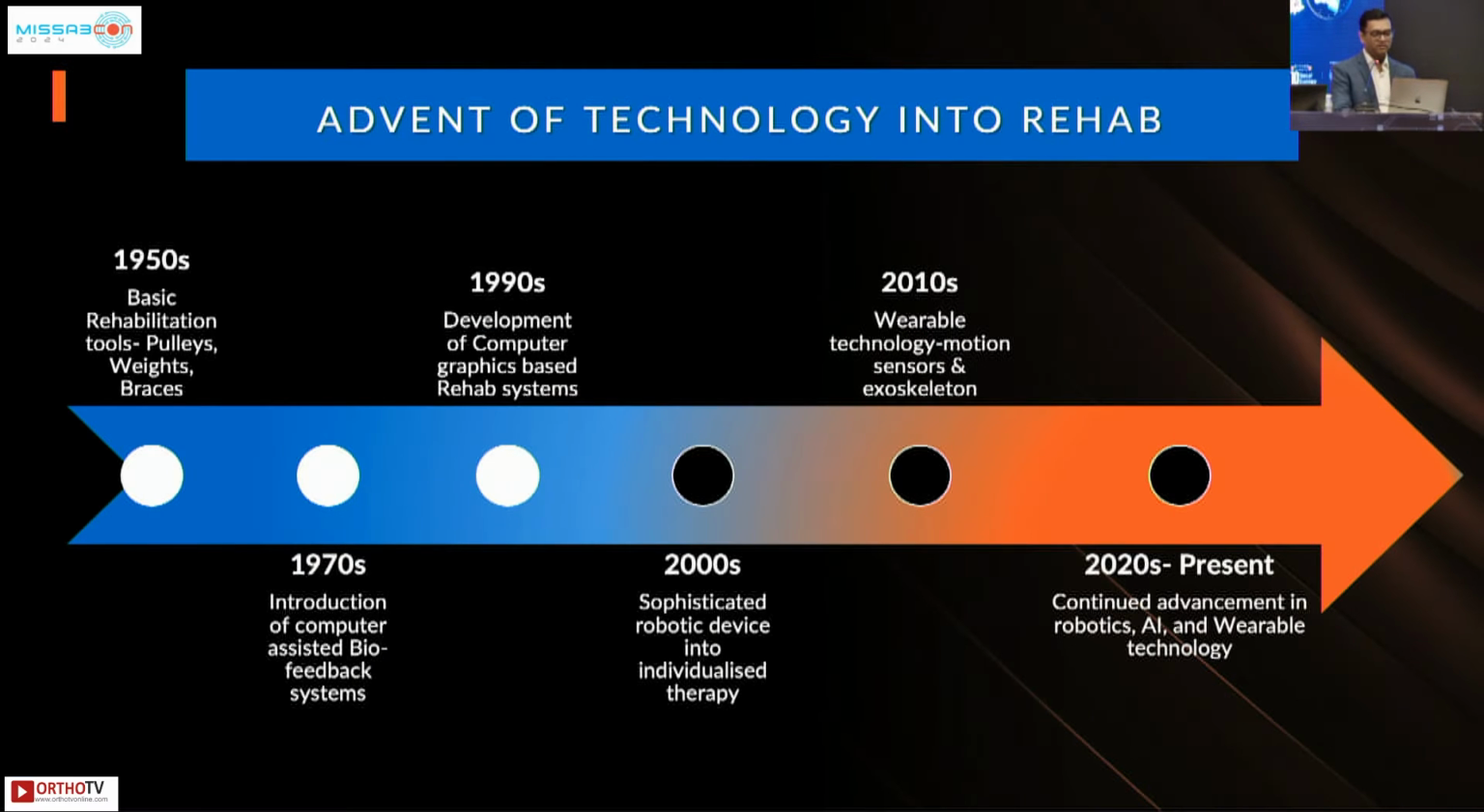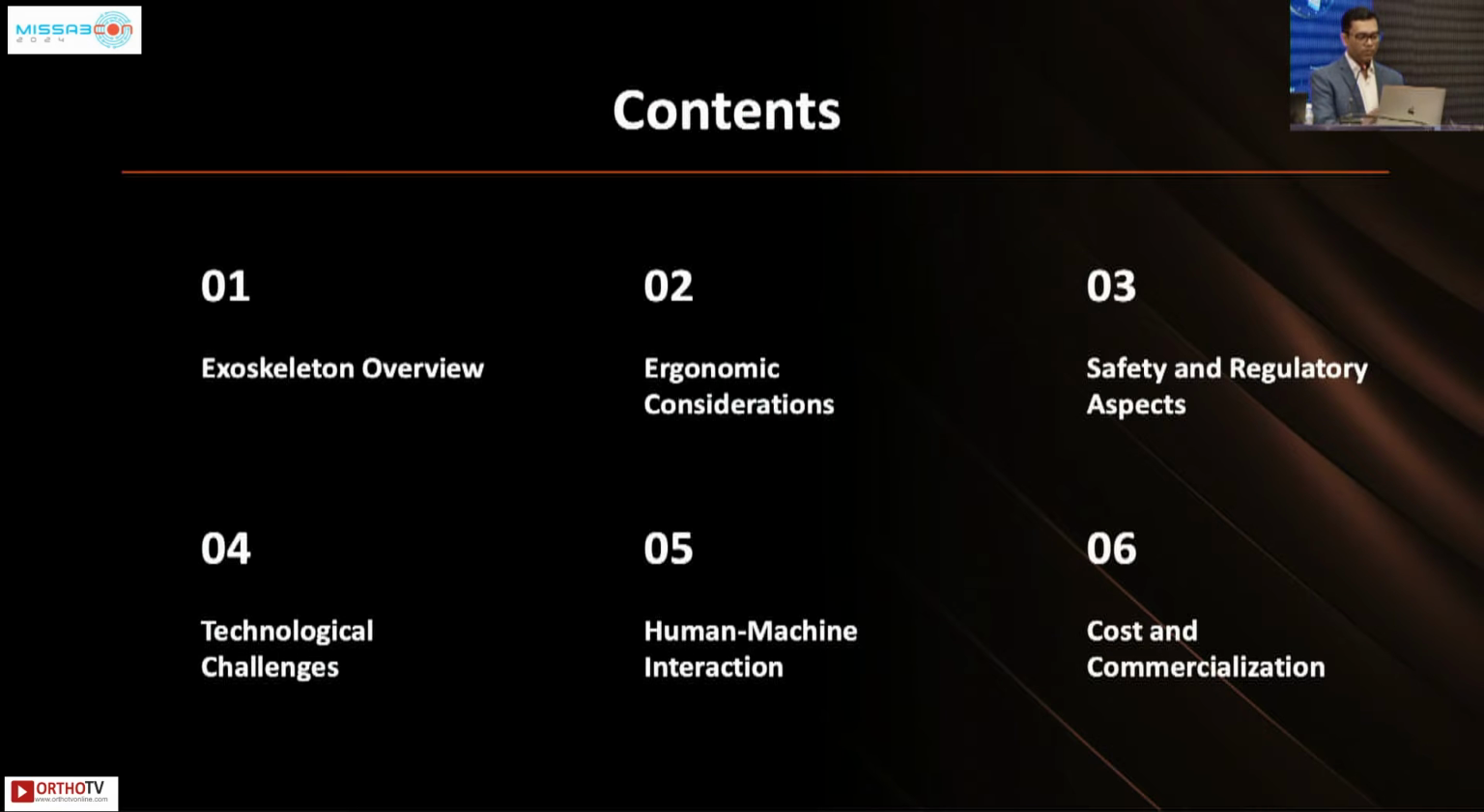Technology has advanced in rehabilitation from the 50s with conventional methods, then computer-based biofeedback systems, then computer-based rehab systems, and then we moved on to robotics, motion sensors and exoskeletals, and now we are talking about AI, VR, and AR. I'm going to talk briefly about an overview, the ergonomic considerations, the safety regulations, the technical challenges, how we work this human-machine interface, and what is the cost and what is the future.